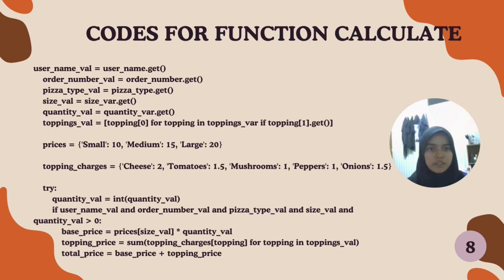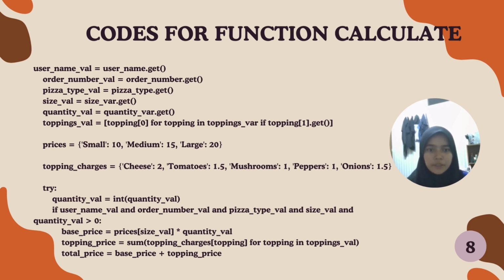Now let's take a closer look at the code from line 1 to line 8. Here, we extract values from our user interface such as the customer's name, order number, pizza type, size, quantity, and selected toppings. We also have predefined prices for different pizza sizes and topping charges. Before performing any calculation, we ensure that the quantity is a valid positive integer.